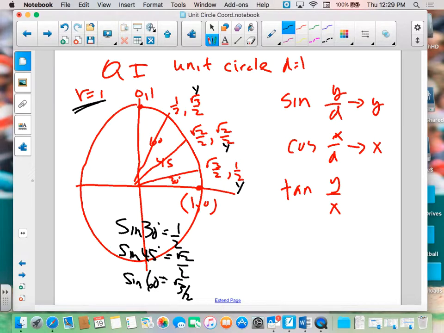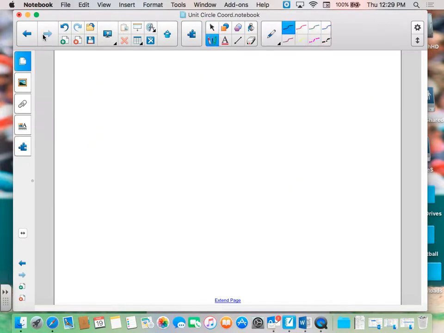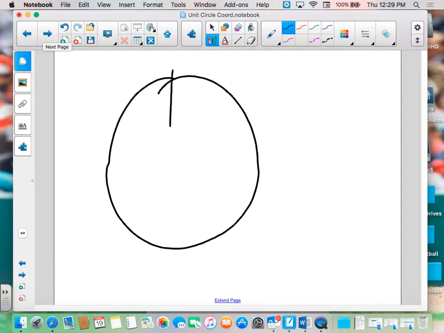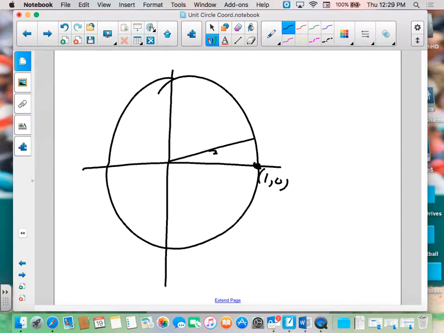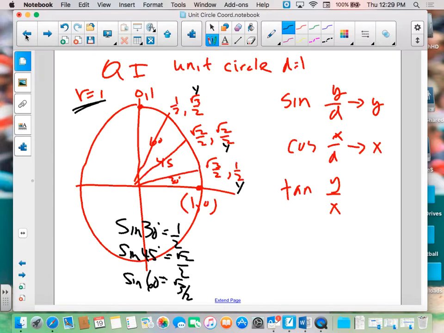We're going to talk about the other quadrants now in just a little bit. But I think that's enough for now. If you want, try to draw the unit circle again. See if you could put in the points. Where is 30? Where is 45? Where is 60? And just keep practicing. And here are your answers.